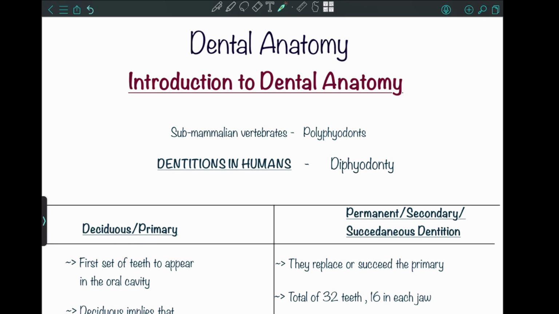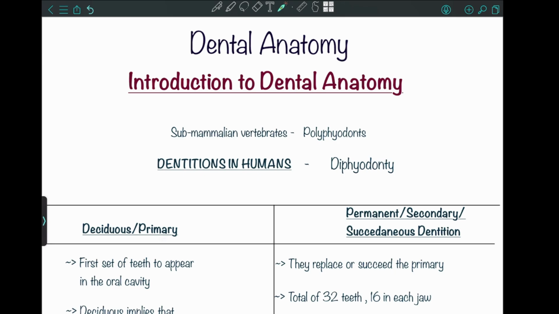Later, a large increase in the size of jaws occurs in growth, necessitating large teeth. Since the size of the teeth cannot increase once they are formed, the deciduous dentition becomes inadequate. Thus, they are replaced by sets of larger and greater number of teeth, the permanent or secondary dentition. Let's now talk about deciduous or primary dentition.